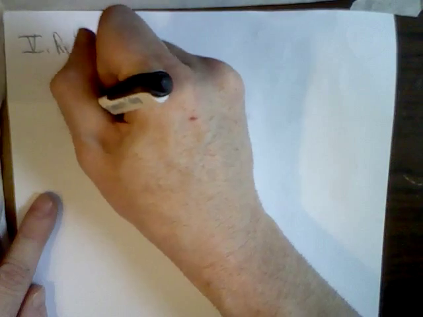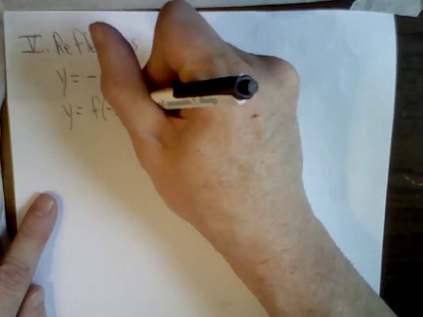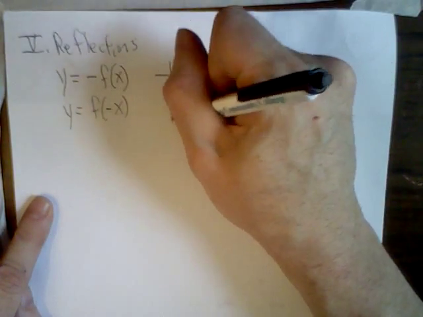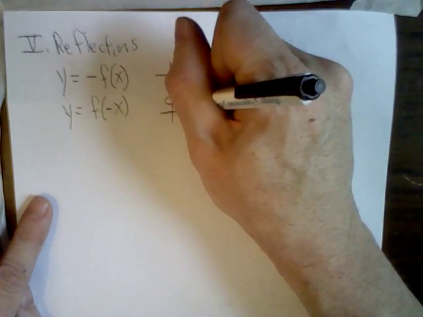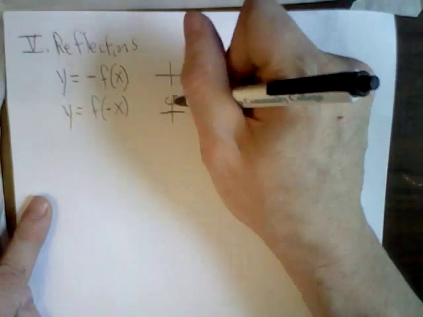If it's on the inside, if they put the negative in the guts of the function, then you're doing a reflection around the y-axis. So let's put a little loop around the y.